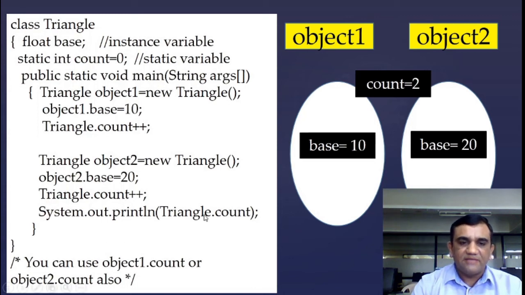Now how can we access that variable? Simply by using the class name, then a dot, and then the variable name. We are printing the content of Triangle.count. It will obviously print the value 2. Instead of the class name, we can also use the object name dot variable name, but this is misleading. It's better to use the class name dot variable name for accessing static members.